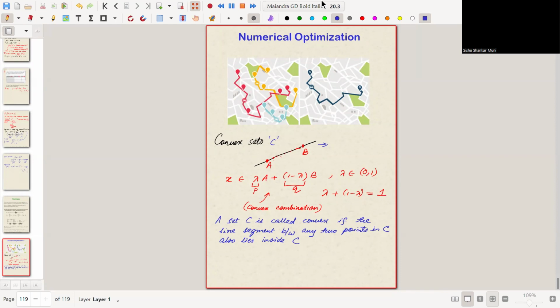Or like, what are the 2 points? Say these 2 points are x1 and x2. So for all, this is the symbol for all. The mathematical notation: for all x1 and x2 in your set C, also say theta or lambda belongs to 0 to 1. I can say that same thing which I have written above, theta x1 plus 1 minus theta x2 belongs to C.